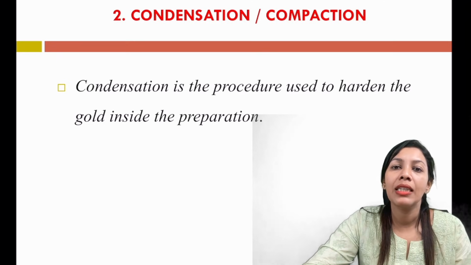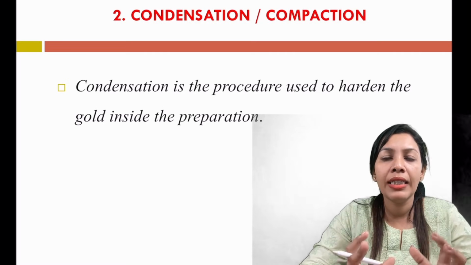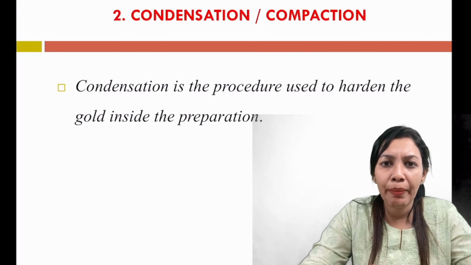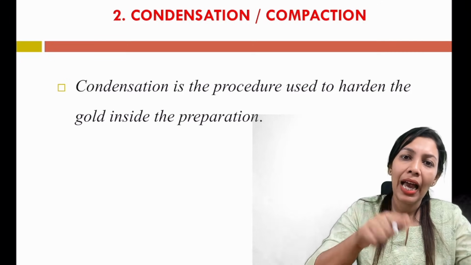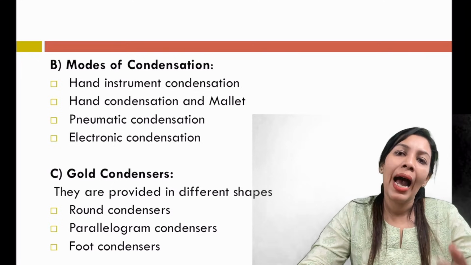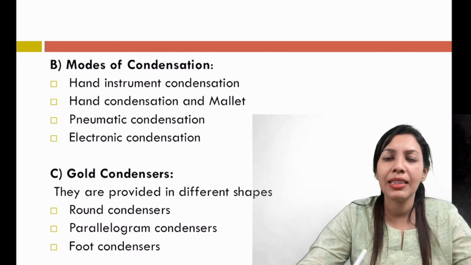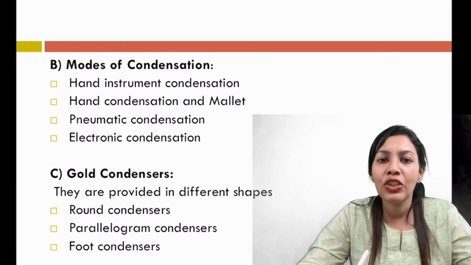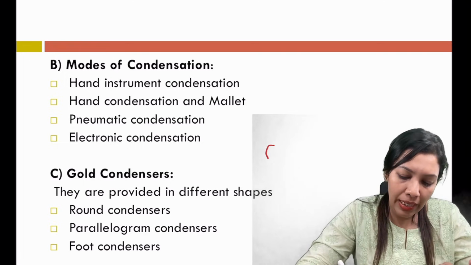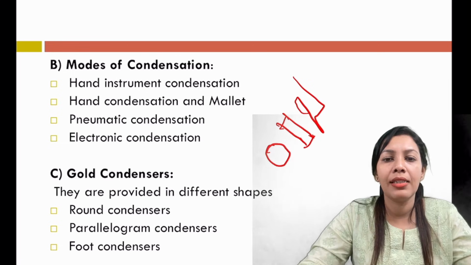Now, next is condensation, or compaction. Once we have heated it and removed all the unwanted oxygen and unwanted gases from its surface, now we need to place it within the cavity and condense it. So what are the types of condensers? There are hand condensers. It is like our hammer. We'll be using hand condensers and mallets. And pneumatic condensation is there. Electronic machines are there. Based on shape, there is the round condenser, there is the parallelogram condenser, and there are foot condensers.